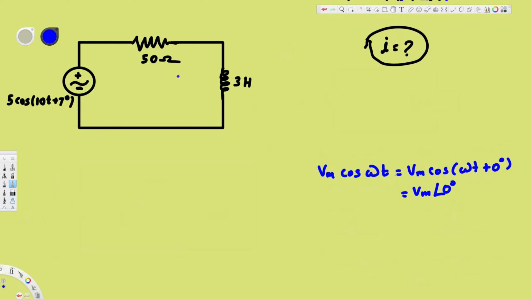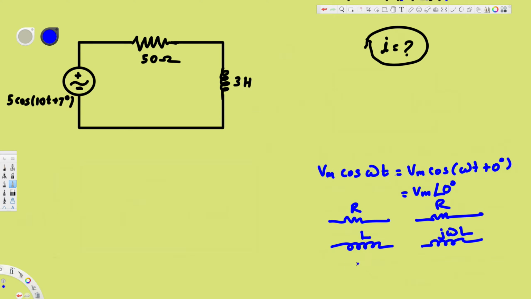Now let's see what's going to happen to the resistor. When we convert the resistor from time domain to phasor, it's going to remain the same, still the same value. Okay, and when we convert the inductor from time domain to phasor, if we say this is L, it turns into j omega L. Okay, so these are the things we have to know.